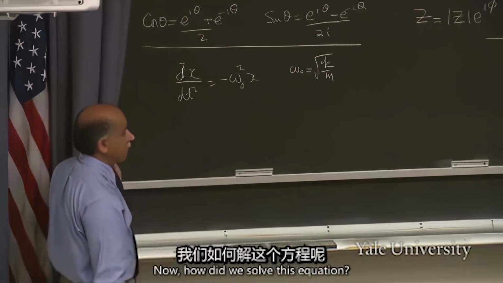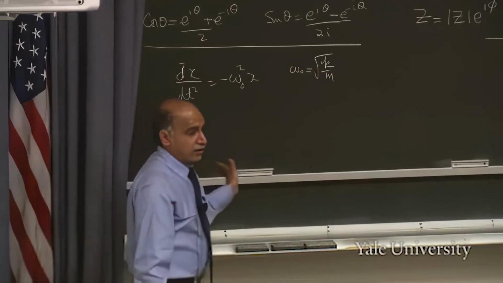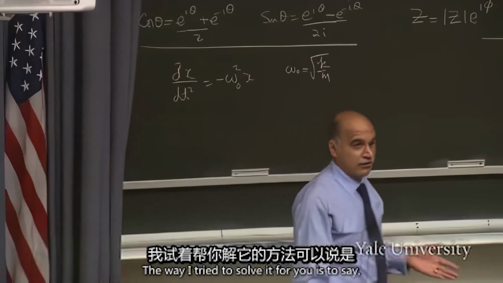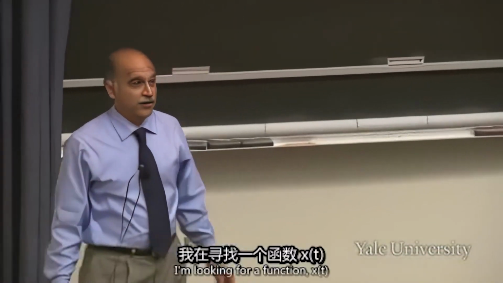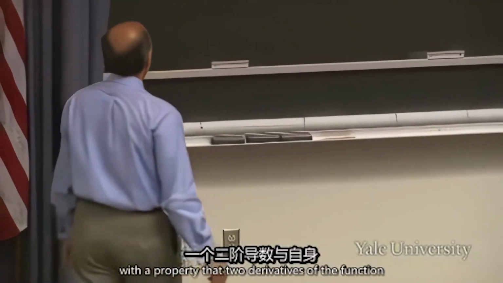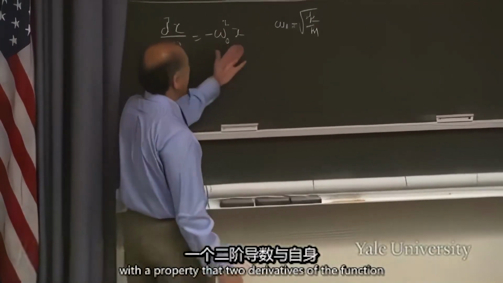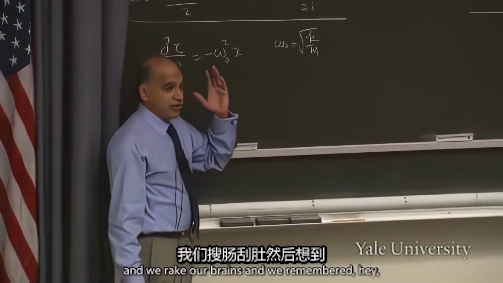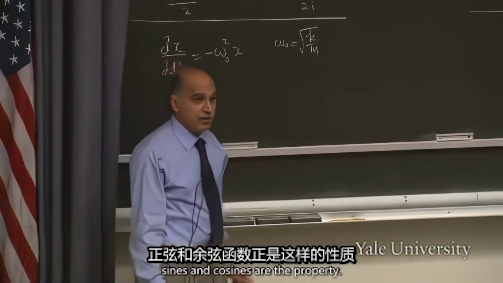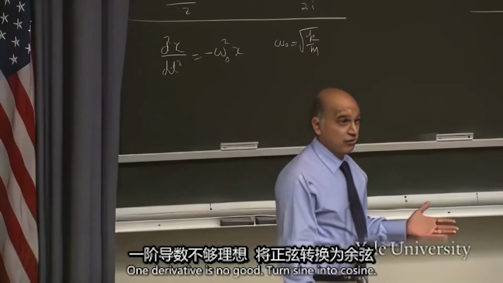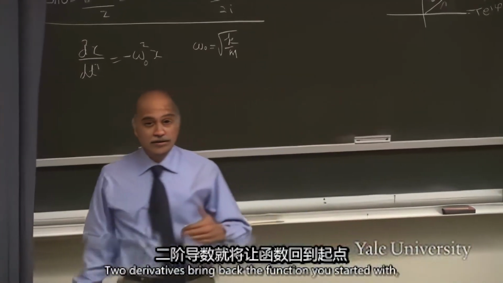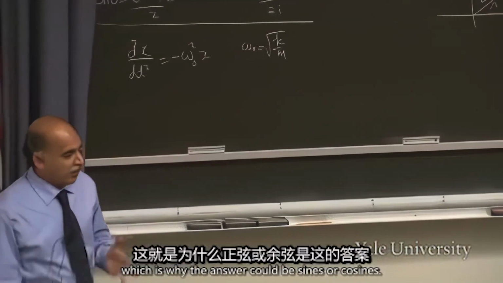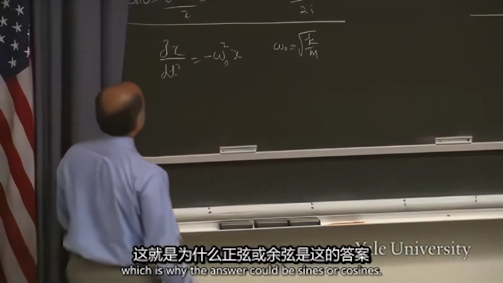Now, how did we solve this equation? The way I tried to solve it for you is to turn it into a word problem. I'm looking for a function x of t with a property that two derivatives of the function look like the function, and we raked our brains and we remembered, hey, sines and cosines have the property. One derivative is no good, it turns sine into cosine. But two derivatives bring back the function you started with, which is why the answer could be sines or cosines.